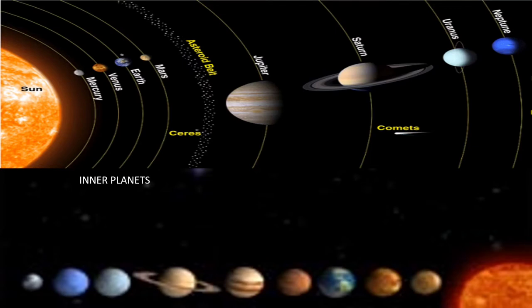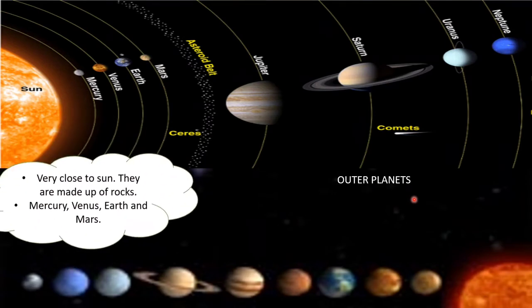So now we can categorize the planets into two parts. One is inner planets and the other one is outer planets. Now what exactly is the difference? The ones under the asteroid belt, Mercury, Venus, Earth and Mars, are categorized as inner planets. And Jupiter, Saturn, Uranus, Neptune, which are not included inside, they are after the asteroid belt, are called outer planets.